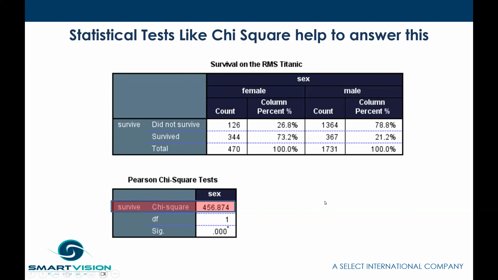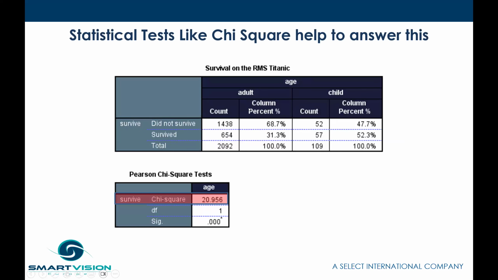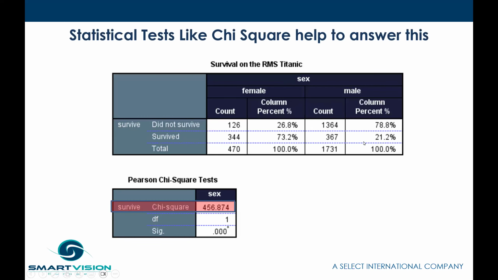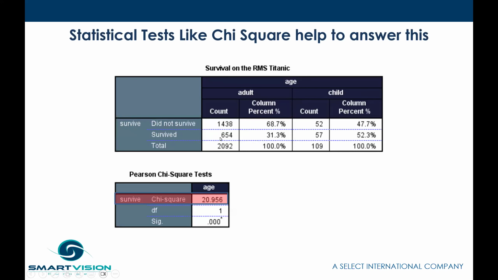If we compare and contrast that to our next factor, which is age, adult and child, you can see the chi-square value is much smaller, and the effect is smaller because 31% of adults survive, whereas 52% of children who were on the Titanic survived. That's not as big a difference as the 73-21% split. That's a 52-31% split in the same order.